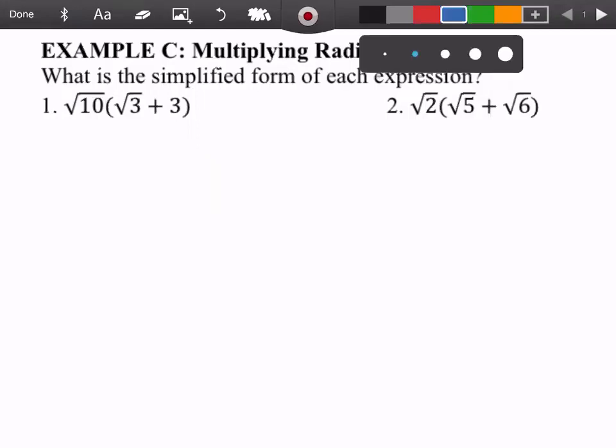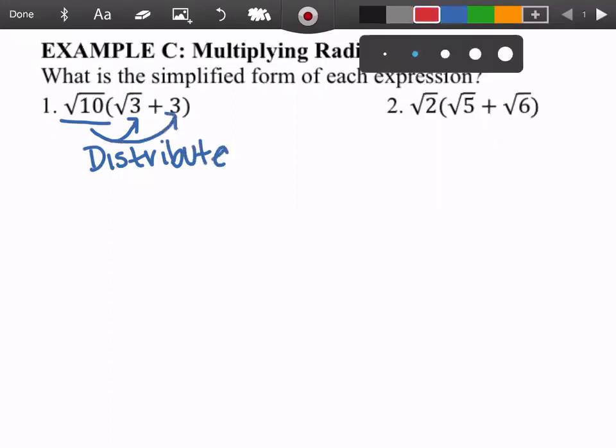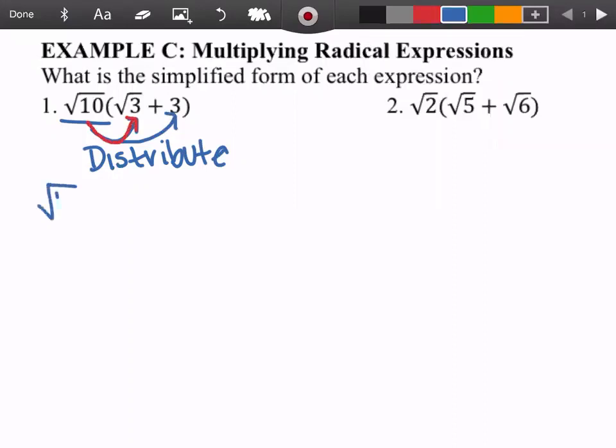So we see the square root of 10 out front of a parentheses. And in that parentheses, we have a sum. So what we're going to do with this square root of 10 is we are going to distribute it, and we are going to multiply it by both numbers on the inside. So first, we're going to multiply square root of 10 times the square root of 3. I'm just going to write that out before we actually multiply it. Square root of 10 times the square root of 3.